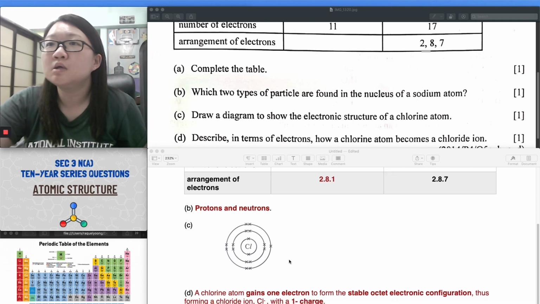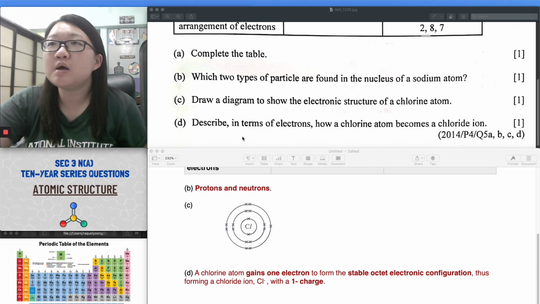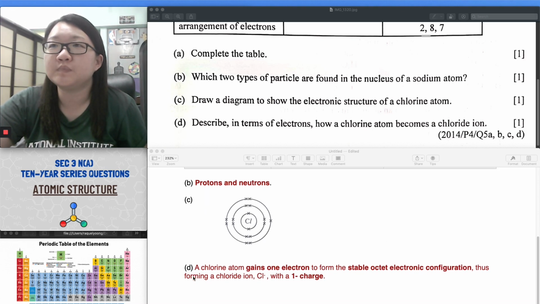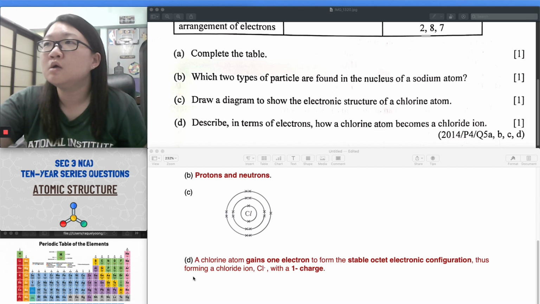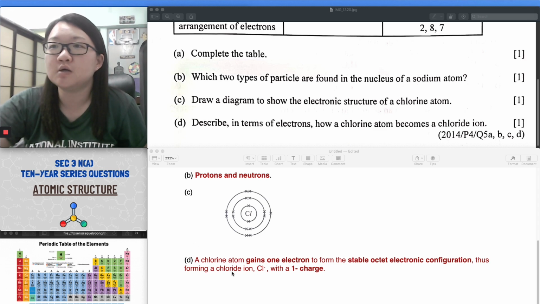Part D, describe in terms of electrons how a chlorine atom becomes a chloride ion. As we have mentioned before, all the atoms want to be like the noble gases, because the noble gases are very stable. So everybody wants to be stable. A chlorine atom therefore will gain 1 electron to form the stable octet electronic configuration, thus forming a chloride ion Cl-, which has a 1- charge.